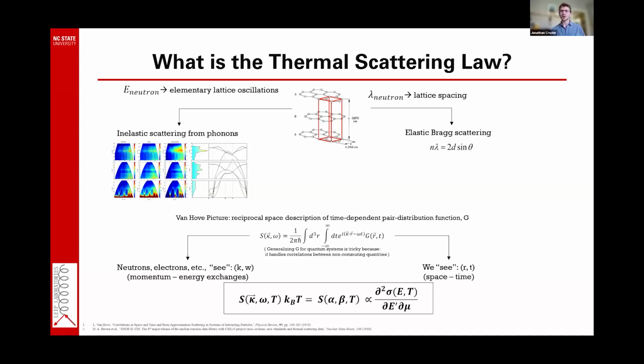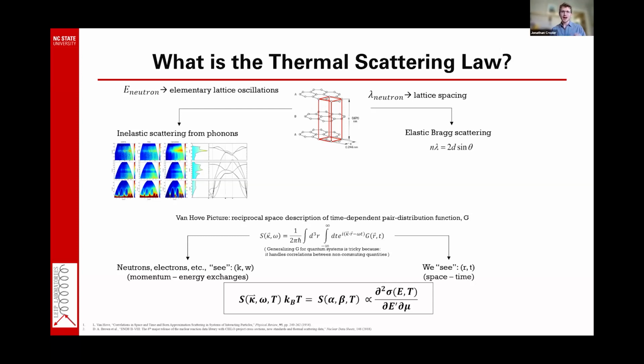However, what neutrons and particles see as they're propagating through material is they see momentum and energy transfers. And so the inverse space, the reciprocal description of space and time, is momentum and energy. And so essentially this Van Hove transformation is the Fourier transform of a pair distribution function G, which ends up describing in a very helpful way to reactor physics practitioners these low energy transfer states that are now available to thermal neutrons, whereby they can both change momentum and energy.